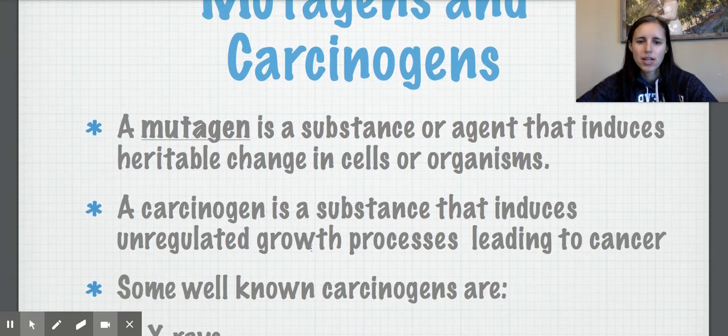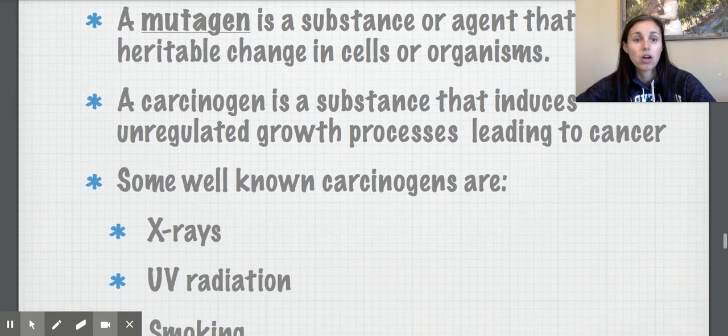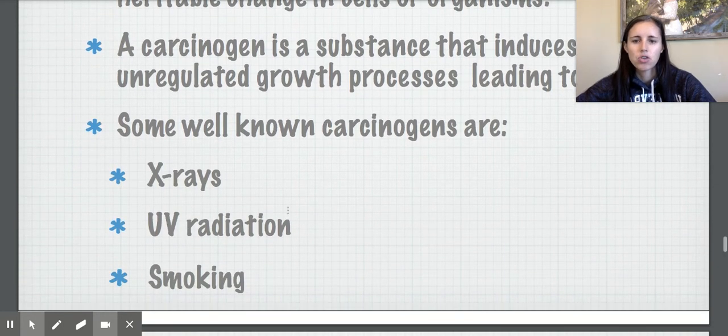A carcinogen is a substance that induces unregulated growth process leading to cancer. So a carcinogen is something that you might put into your body or be exposed to that can make your cells more likely to mutate and more likely to become cancerous. So your cells become more likely to mutate and are more likely to have those 7 mutations accumulate and become cancerous. So common carcinogens include X-rays, UV radiation, and smoking. So you might have heard of the term that smoking causes cancer.